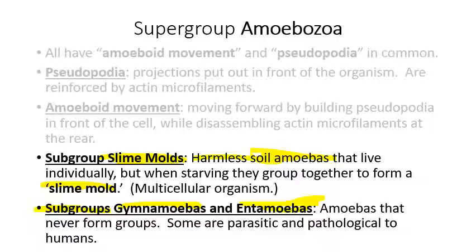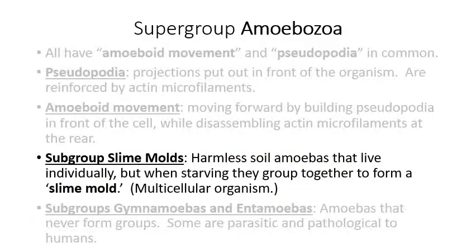There are two types of slime molds: cellular slime molds and plasmodial slime molds. As I mentioned before, a cellular slime mold is where the whole mass of slime mold is made up of individual cells, and a plasmodial slime mold is where the word plasmodial means a supercell, basically, where you have multiple nuclei with a common cytoplasm. Then we're going to learn about the proper amoebas that do not form multicellular organisms, namely the members of the gymnamoebas and the entamoebas.